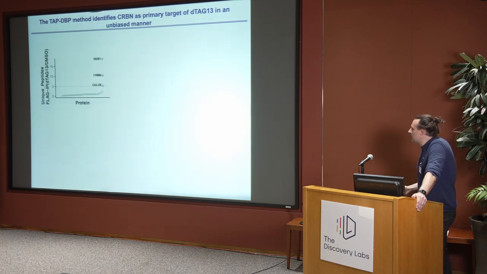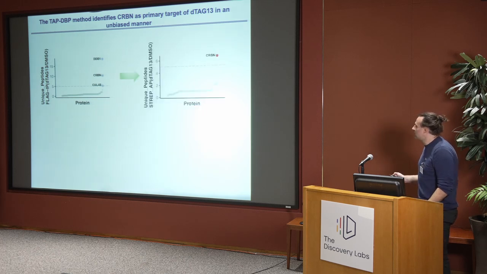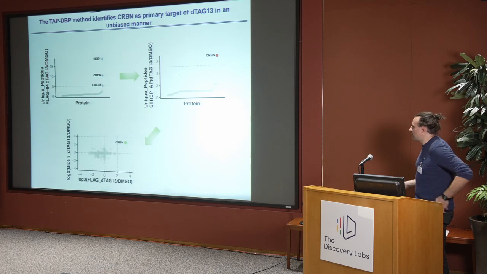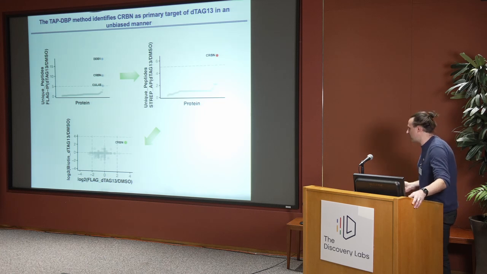When we do this in an unbiased manner, in the first IP we can identify the whole cereblon complex, including DDB1, cereblon, Cul4B, and other members of the complex, depending on where you set the threshold. The second IP identifies really only cereblon, and so if you combine the two data sets together, you see only cereblon as the main interactor of DTAC13. So the method worked with DTAC13.